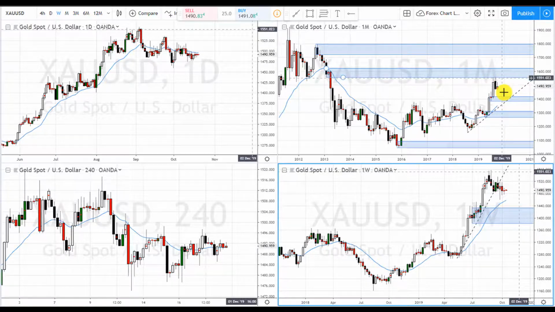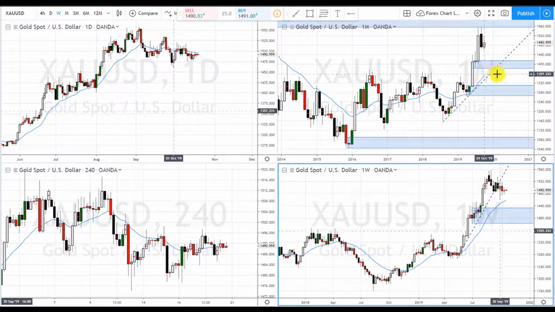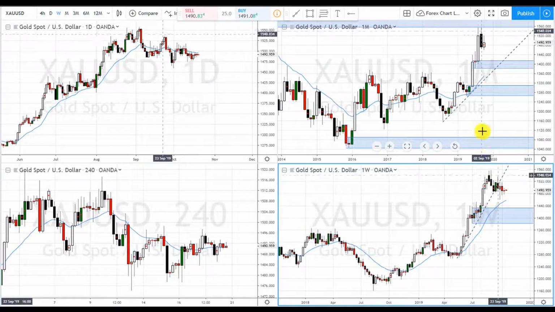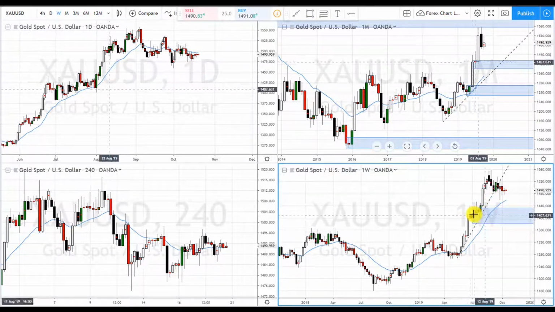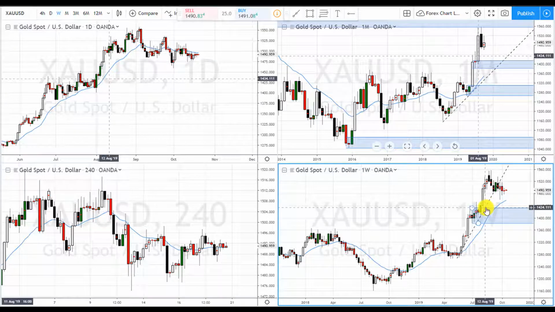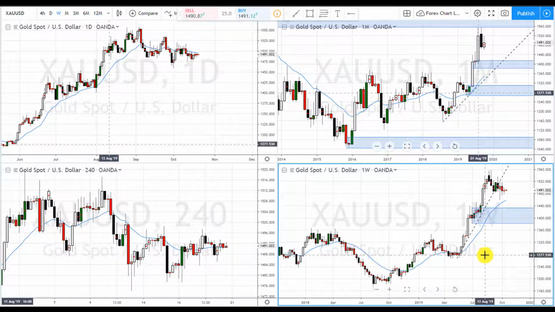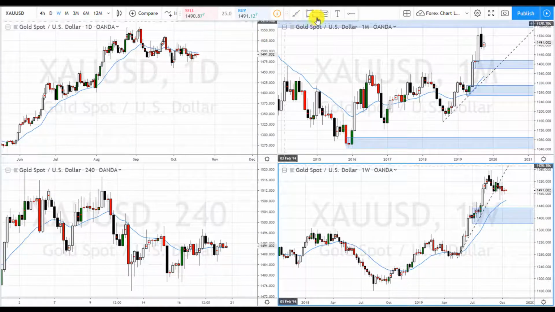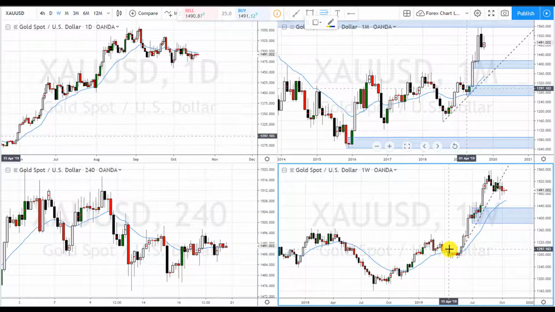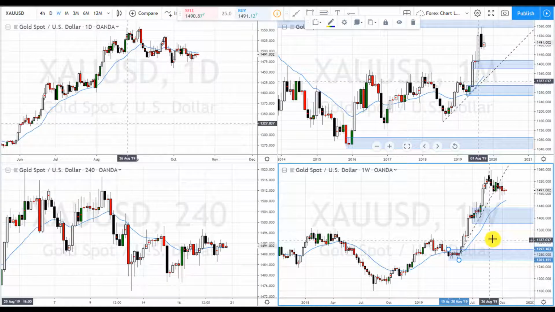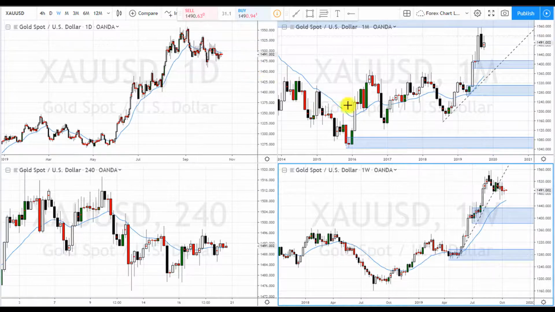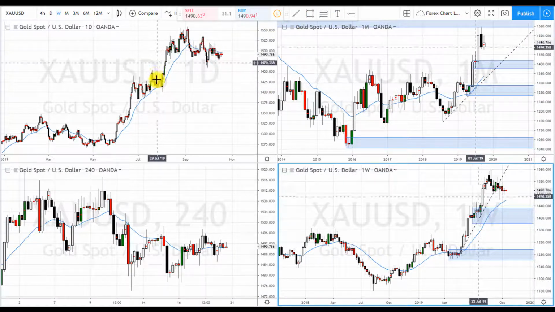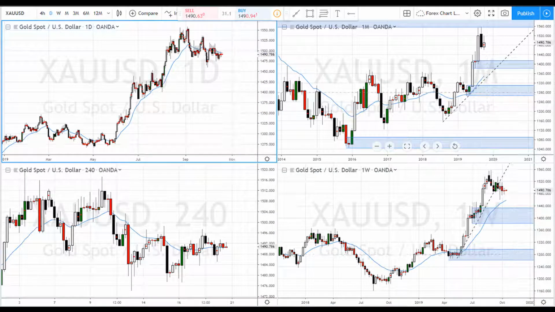Because of the supply zone and control on the monthly, and this base doesn't look too good, I don't think this base is going to hold. This continuation pattern is probably going to break and go all the way down to this area, to this monthly area of demand, which is located right here. Okay, and so that pretty much gives you the higher view of what price could be doing on the lower time frames too.